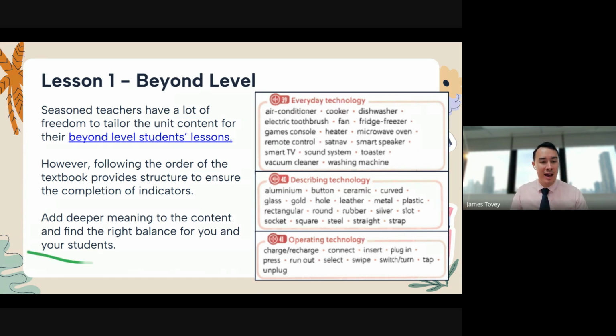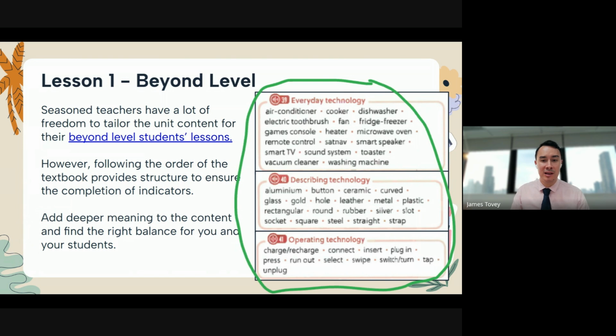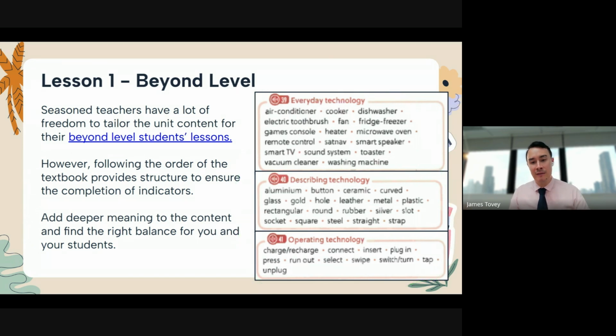So that's how you can sort of add some depth to your beyond level students' work, even if they already sort of know the content. So add extra meaning into it. But you're still practicing the same content. Don't steer away from this for Unit 6 just because you think they know it all. You still have to go over the content that's required, if that makes sense.